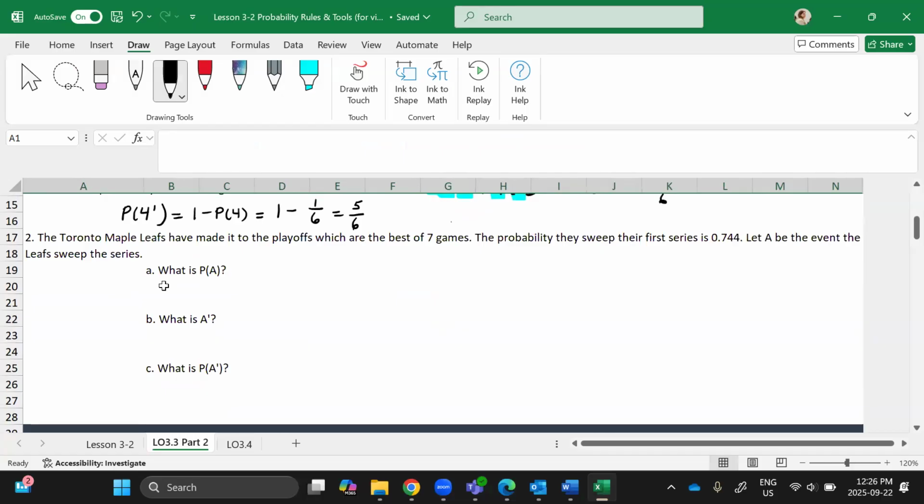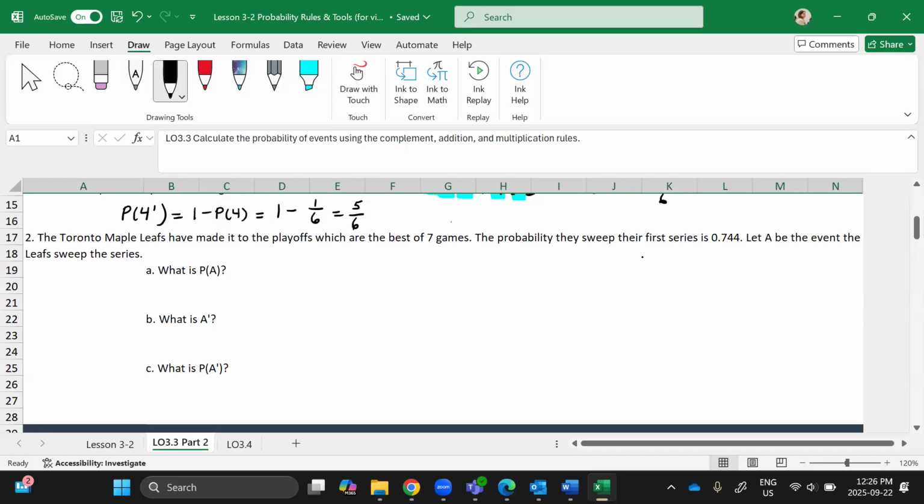This next one will really show you how the rule of complement can be faster in some situations. The Toronto Maple Leafs have made it to the playoffs, which are best of 7 games. The probability they sweep their first series is 0.744. Let A be the event the Leafs sweep the series.